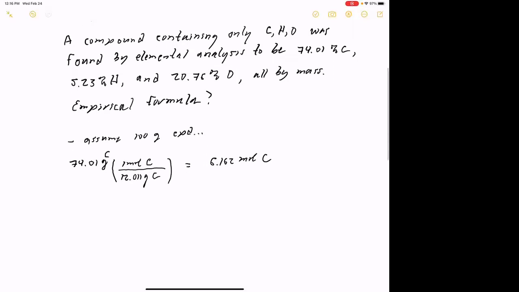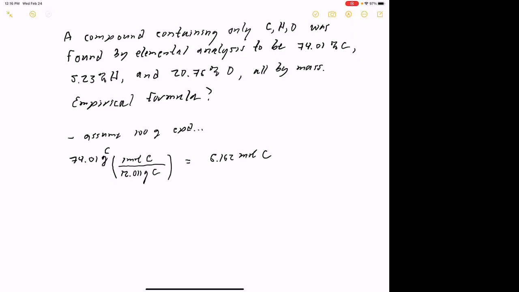Okay. Now we can do the same thing for the other elements. All right, if we have 5.23% hydrogen by mass, well, that's going to be 5.23 grams of hydrogen in our 100 gram sample. And I've got 1 mole of hydrogen, and the periodic table tells me that's 1.008 grams of hydrogen. Okay, and we can do the math there, and we get 5.19 to sig figs.